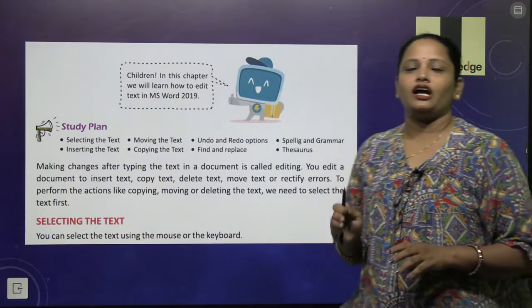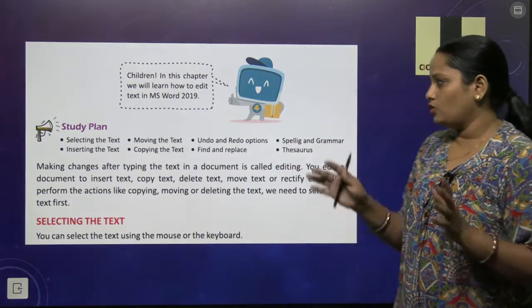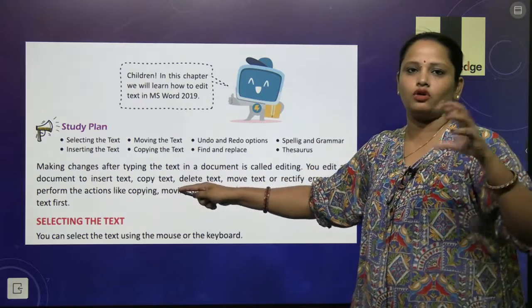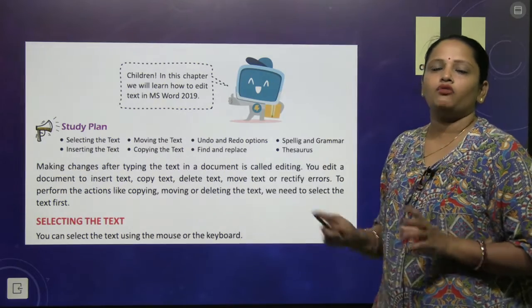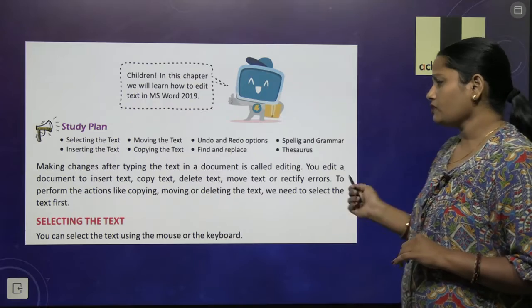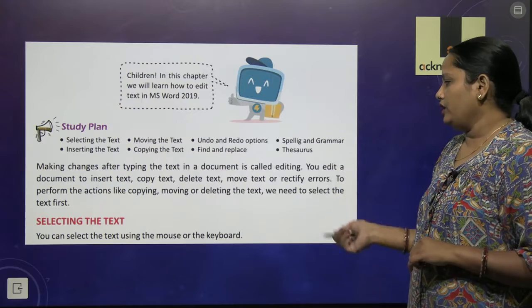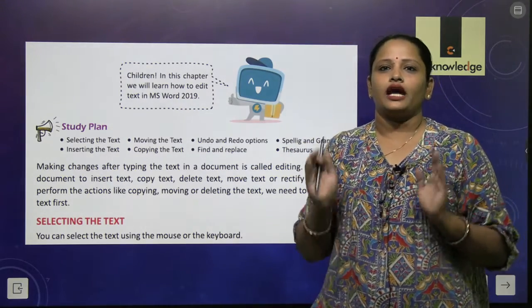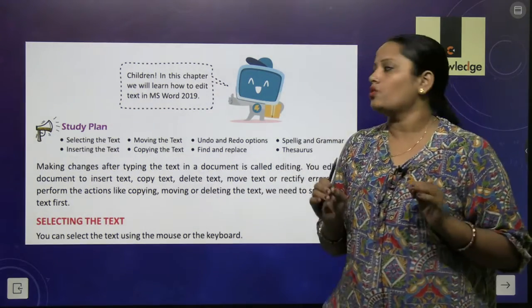For example, if we have made any type of mistake in our document while typing, we can do all these things. We can insert text, we can copy any text from anywhere and put it anywhere else. We can delete the unwanted text, we can move the text and rectify the errors. To perform actions like copying, moving or deleting, we need to select the text first. So before doing all this editing work, we just need to select the text first.